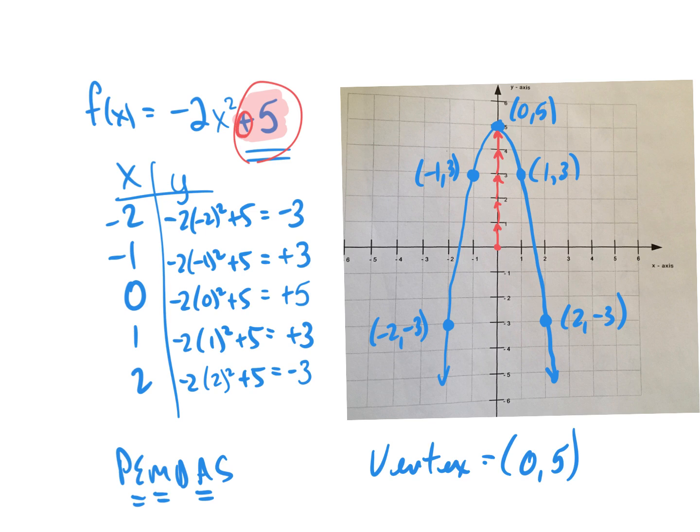And again, the line of symmetry is always through the vertex. So the line of symmetry would go right through (0, 5). And the idea, again, the parabola looks the same on one side as it does on the other. Always a mirror image on one side and the other. Okay? All right, so that's, again, the idea.